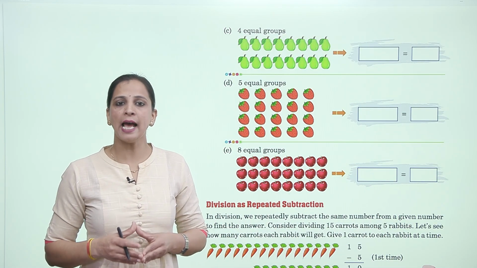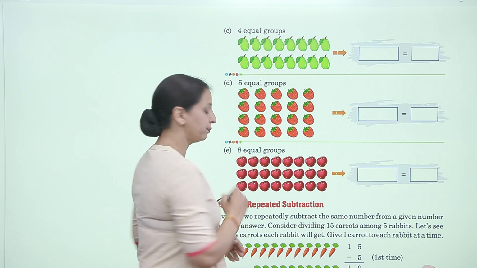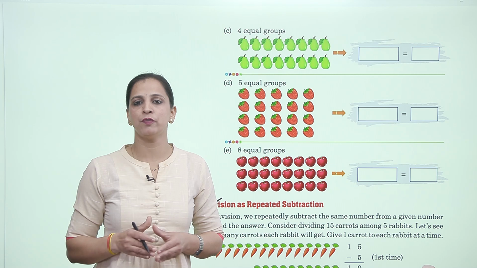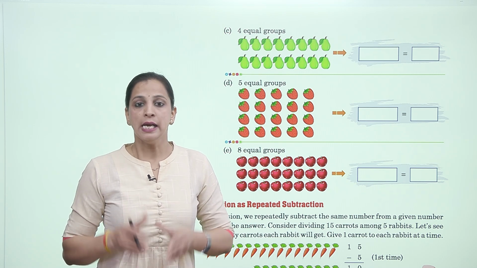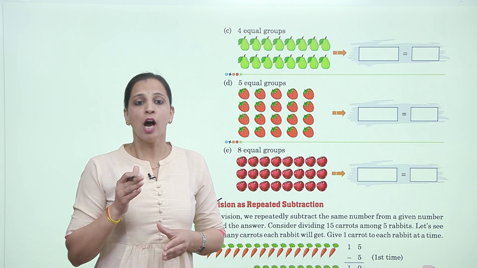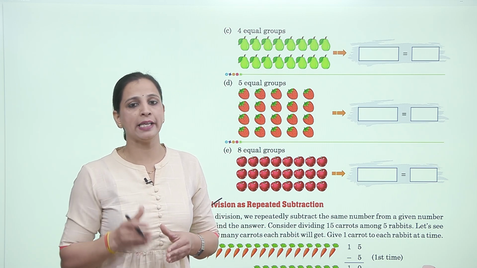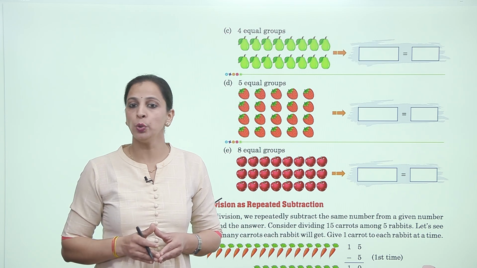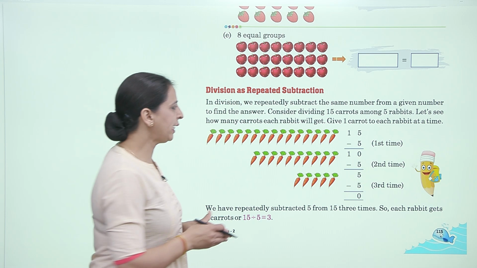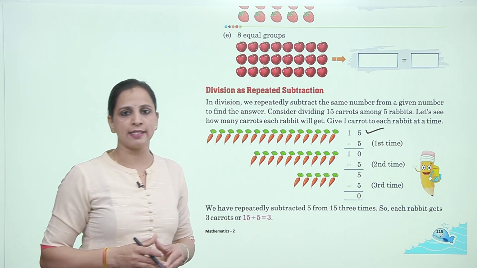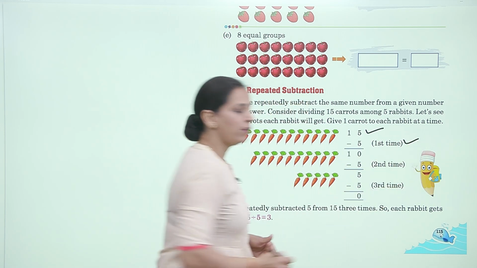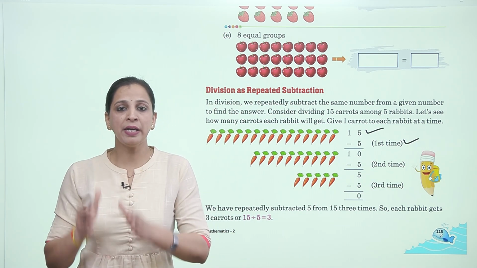Now, division as repeated subtraction. In division, we repeatedly subtract the same number from a given number to find the answer. Consider dividing 15 carrots among 5 rabbits. Let us see how many carrots each rabbit will get. Give 1 carrot to each rabbit at a time. We have 15 carrots and 5 rabbits.